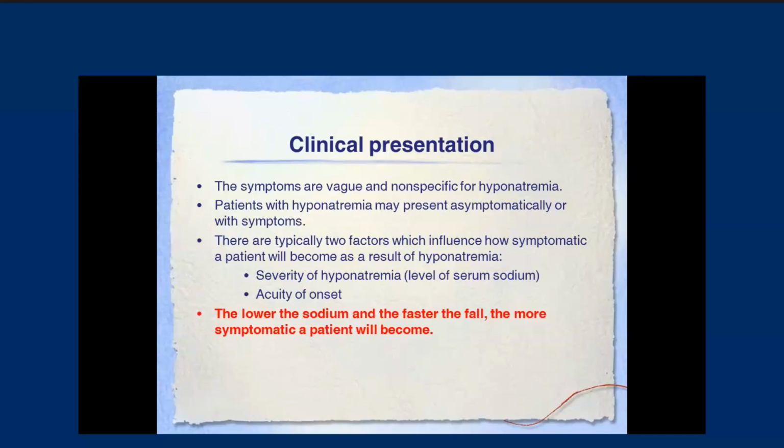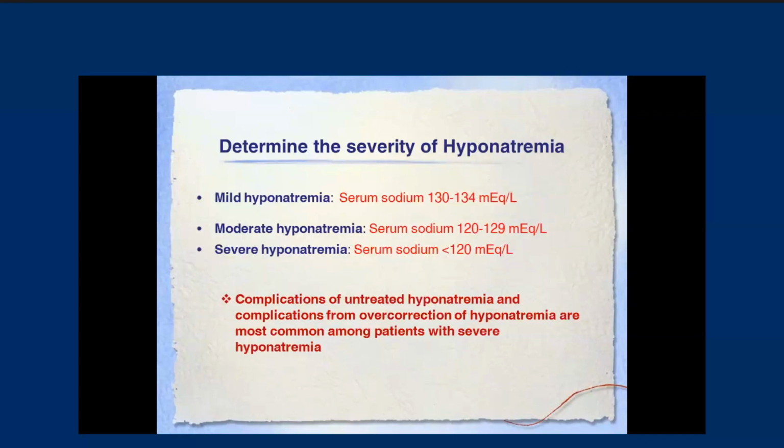And the other is the acuity of the onset of the hyponatremia. So if the hyponatremia is acute, then patients will also be symptomatic. So the lower the sodium and the faster the fall of the serum sodium level, the more symptomatic a patient will be. If the sodium falls faster and the level is low, then this type of patient will be more symptomatic.